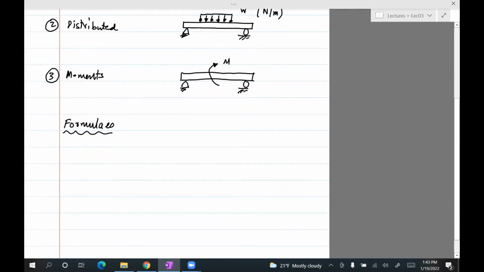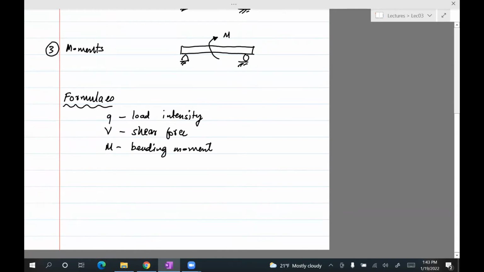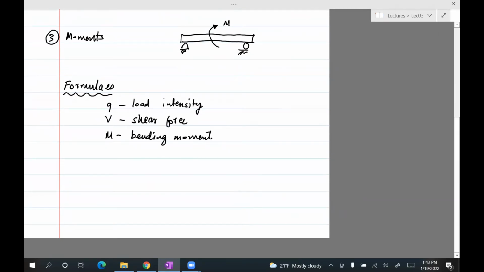Now, here are some important formulas, which I will not derive, but are nevertheless important when we draw shear force bending moment diagrams. Let's define a few things. Q is the load intensity. V is the shear force. M is the bending moment. Okay, all these things are related by calculus. So here are the expressions.